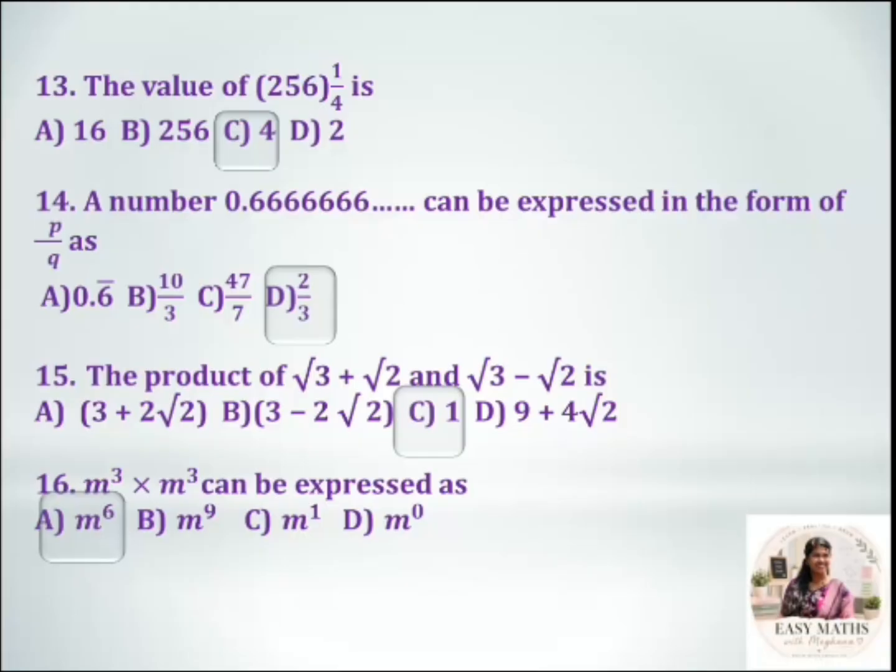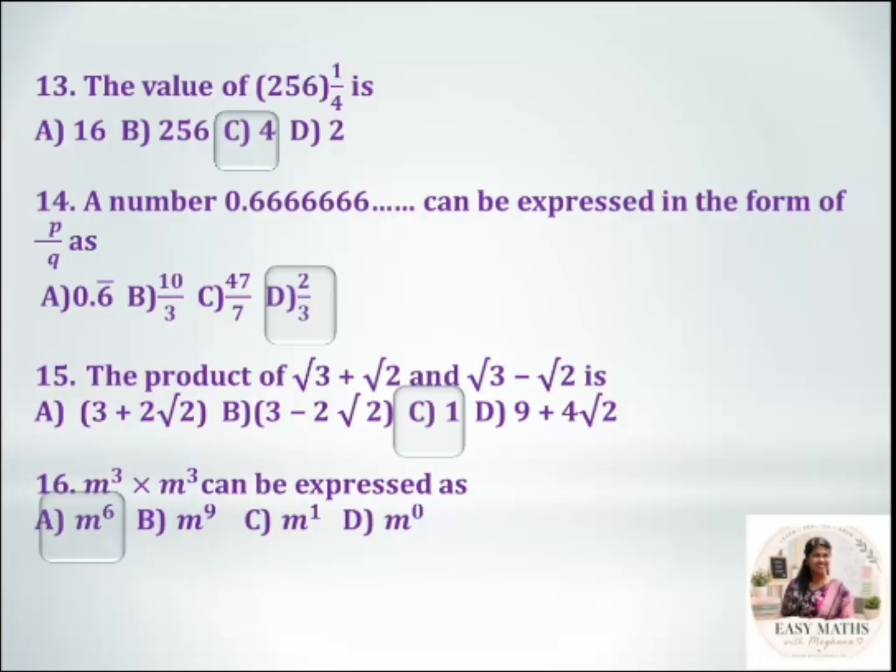Question number 14. A number 0.666 and so on can be expressed in the form of p by q as. Generally you can write it in the form of 0.6 bar. You can take x is equal to 0.6 bar. Always remember, after the decimal point, if one number is repeating, multiply LHS and RHS by 10. So 10x is equal to 10 into 0.6 bar, you will get 10x is equal to 6.66. So subtract the first from the second equation, that is 10x minus x is 9x, 6.66 minus 0.666 is 6.